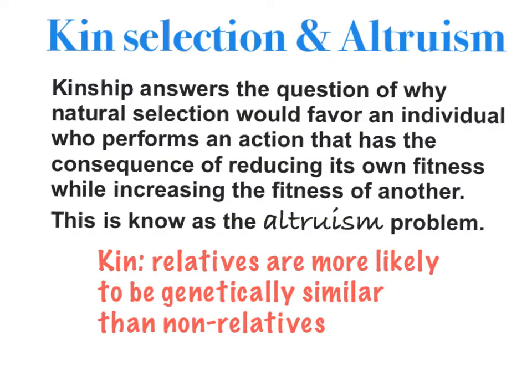Kin selection and altruism. Kinship answers the question of why natural selection would favor an individual who performs an action that has the consequence of reducing its own fitness while increasing the fitness of another. This is known as the altruism problem. So what is kin? Kin means relatives are more likely to be genetically similar than non-relatives.